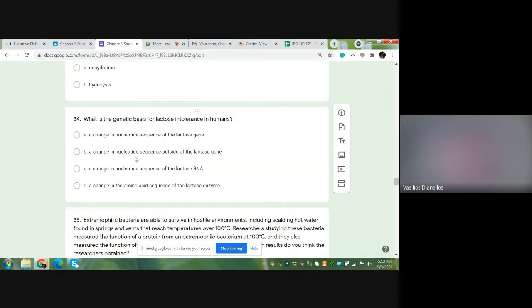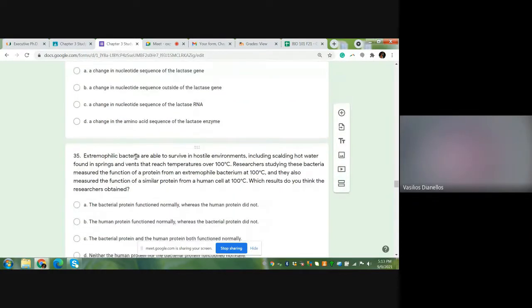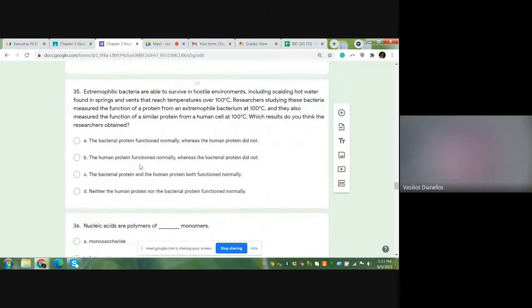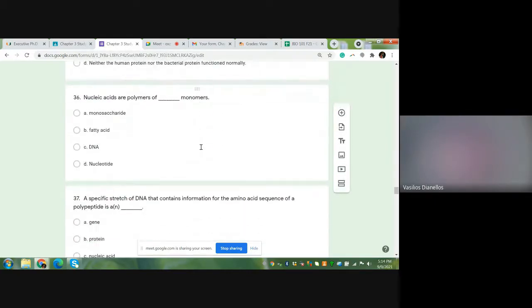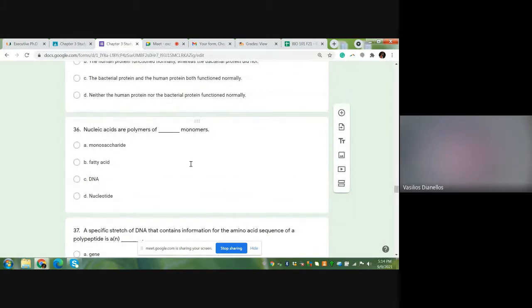Lactose intolerance, we won't talk about. I might bring it back up when we talk about natural selection. Number 35 is not going to be on there. It's too long for a 50-minute exam. But if you have a bacteria that functions properly at 100 degrees Celsius, which is boiling point, and then you compare that to a human cell, obviously the bacteria is going to function better at 100 degrees Celsius than a human cell, because humans don't live in boiling water.